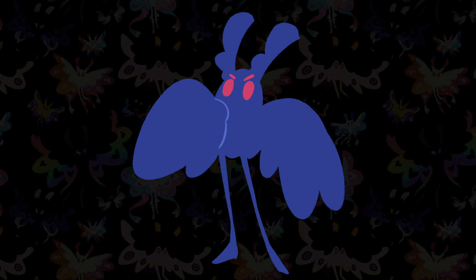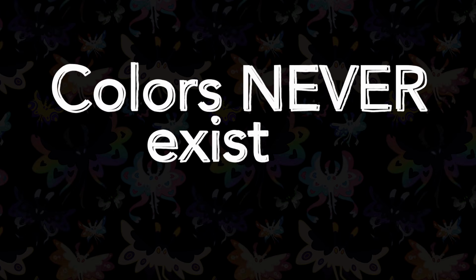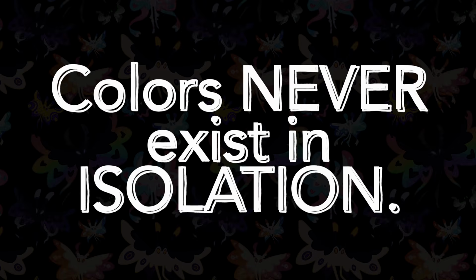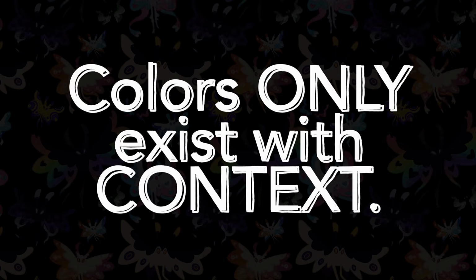The last point I need to make when it comes to the human perception of color is this. Colors never, ever exist in isolation. Colors exist only with context. Even showing you a red square still has context because here it's surrounded by a dark background. The way we perceive color is always totally influenced by the context we see it in.